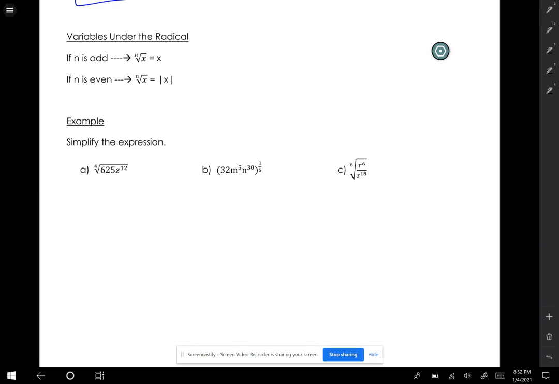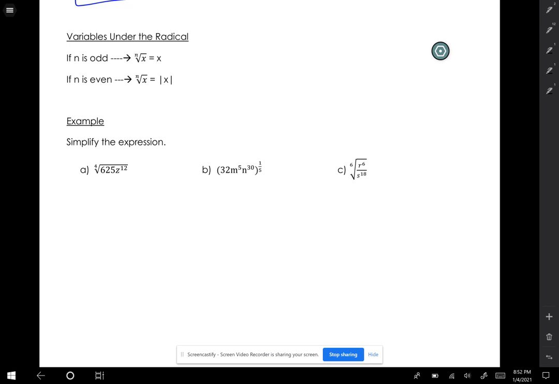Okay, so for variables under a radical, if you have the nth root of x and n is an odd number, then your answer is just x. If n is even, then it's the absolute value of x. Okay. Now, for this next example, we're just simplifying these problems.